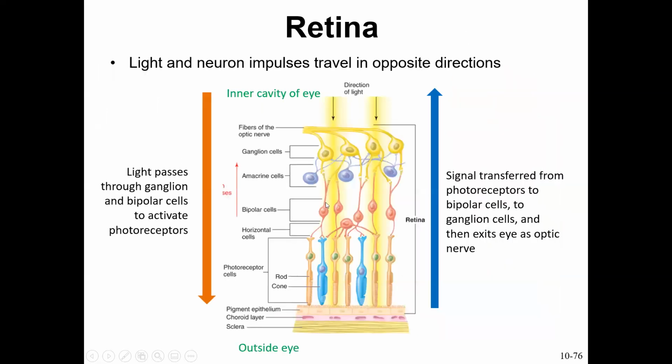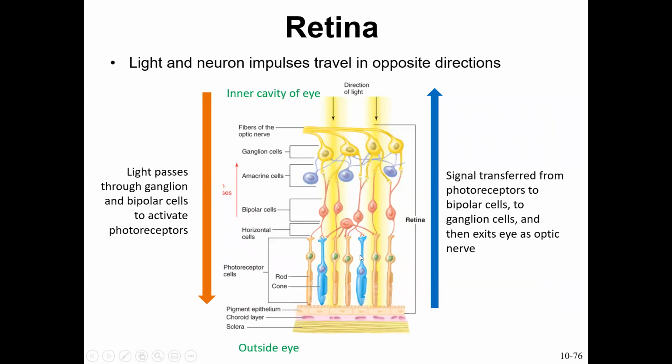The light comes in, right? Here's the inner cavity of the eye. The light bypasses both of those neural cells and activates the photoreceptors. Then the rods or the cones are going to activate what are called bipolar cells. They're called that because of their shape. They have two processes coming off of the cell body. The bipolar cells are then going to synapse with the ganglion cells, and the axons of the ganglion cells will come together to form the optic nerve.